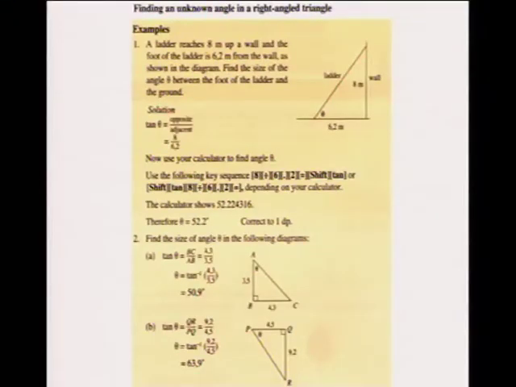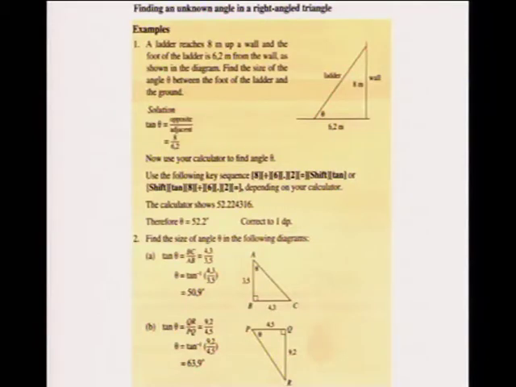How do we find an unknown angle in a right-angled triangle? For example, number 1, a ladder reaches 8 meters up a wall and the foot of the ladder is 6,2 meters from the wall as shown in the diagram. If there are no diagrams given, then you draw your own picture. Find the size of the angle theta between the foot of the ladder and the ground. In this case we know it is tan theta, so opposite divided by adjacent, 8 divided by 6,2, and now you must know your calculator to work this out.